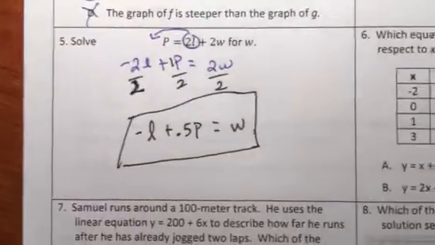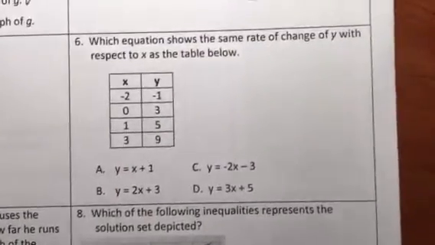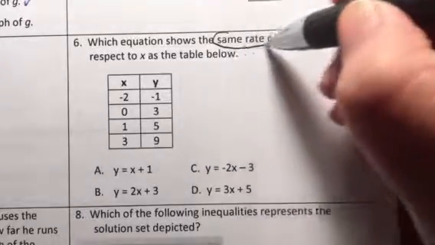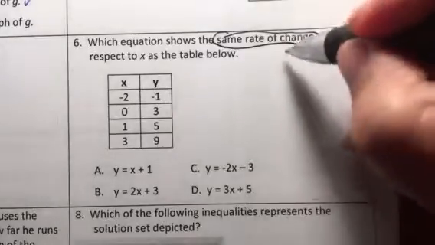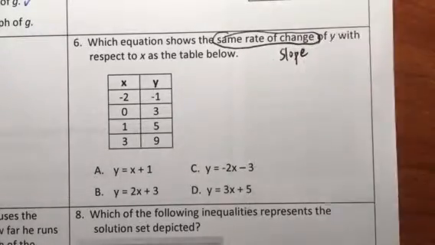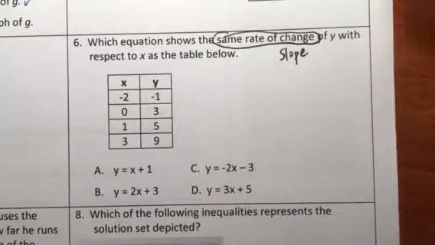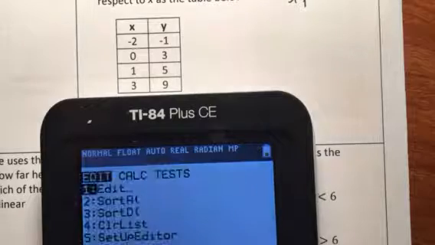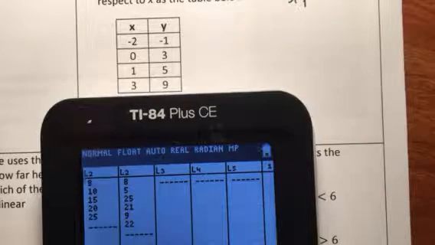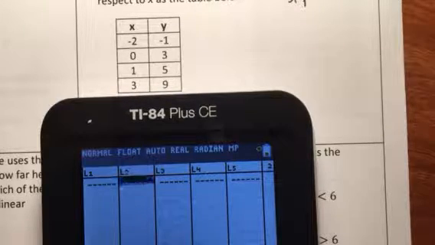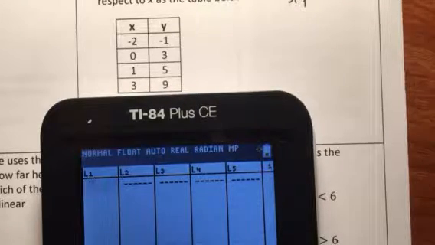Alright, so number 6. Here, which equation shows the same rate of change? So we want the same rate of change. And remember, rate of change just means slope of y with respect to x. So all we're looking for is the slope. There's a couple things that we can do here. I think stat is probably the easiest, or you could use the slope formula, either one, so that you can figure out what the slope is.